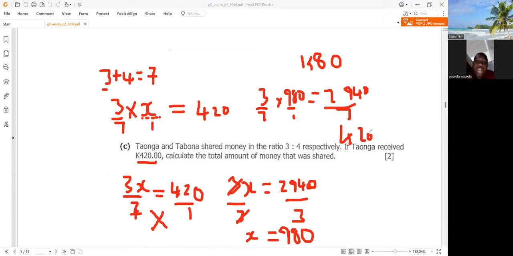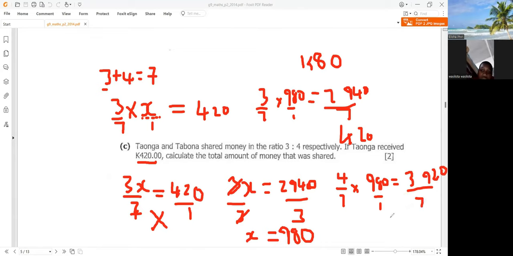So now, I'm just going extra miles to actually open your mind so that you begin to see how these things are done. But we've already found the answer. Now, what was the share that the other one walked away with? Since we already know the total amount of money, we can now say 4 over 7 times the total amount of money, which was 980. Introduce a 1. So we can now multiply 4 times 980, and that gives us 3,920 over 7. So that's answer divided by 7. That is 560. So this one walked away with 560 kwacha.